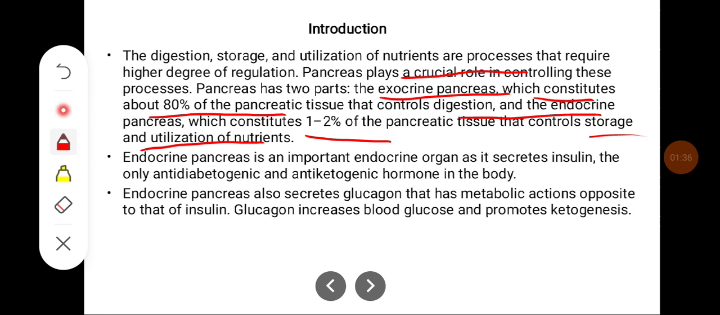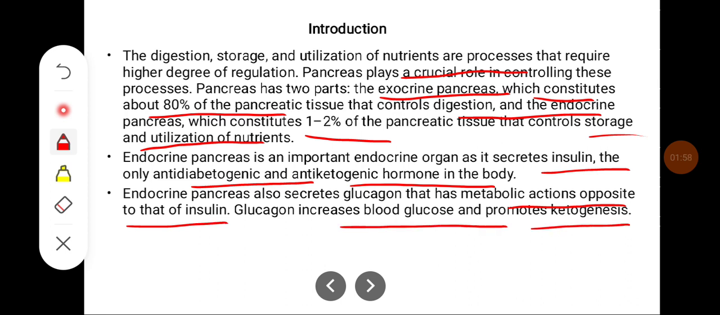Endocrine pancreas is an important endocrine gland or organ as it secretes insulin, the only anti-diabetogenic and anti-ketogenic hormone in the body. Endocrine pancreas also secretes glucagon that has metabolic actions opposite to that of insulin. Glucagon increases the blood glucose and promotes ketogenesis.